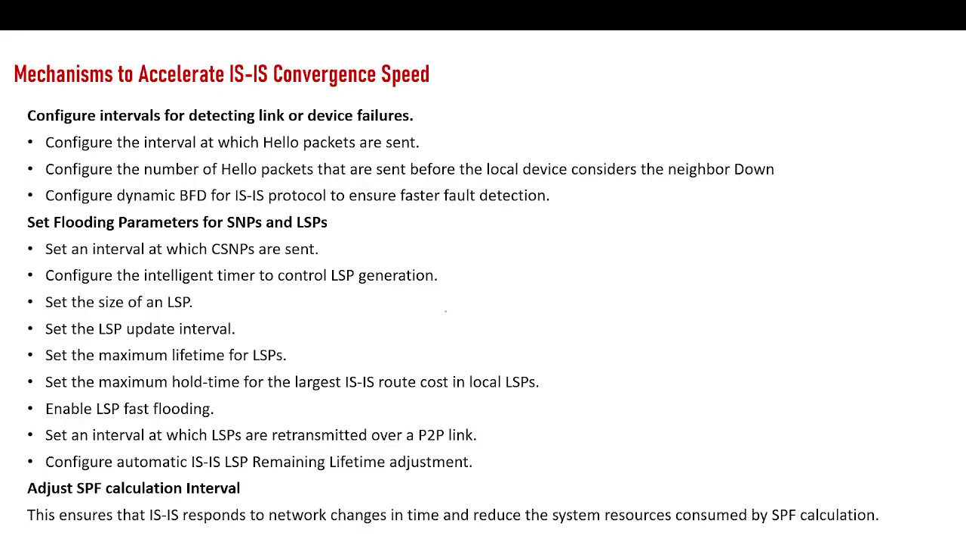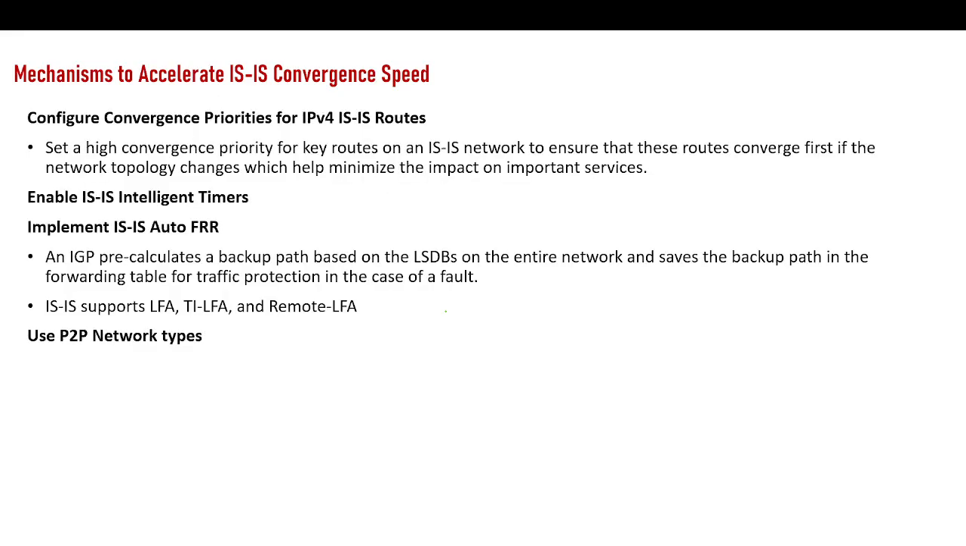You can adjust the SPF calculation interval. You can also configure convergence priorities for IPv4 ISIS routes. So you know that there are some routes that are of high priority. You can set the convergence priorities for these routes. You can configure ISIS intelligent timers. You can configure auto FRR, fast reroute. And then using the point-to-point network types also helps to improve your network convergence speed, because you don't have to elect the DIS or the DR on your network when you have configured the point-to-point network types.